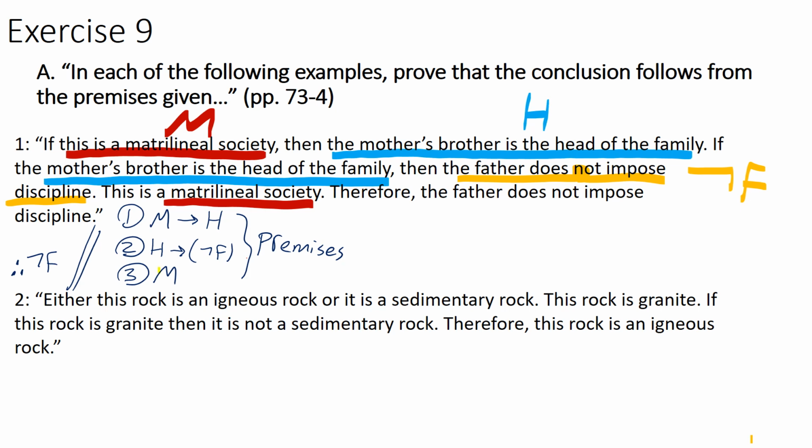Premise 3, M is the case, we're told. Premise 1, we have a conditional. We could affirm the antecedent because we know M in fact is the case, and so we could affirm the consequent H. Hence for line 4, we can get H by modus ponens with lines 1 and 3. We know H is the case. We could affirm the antecedent, and that's sufficient to say not F is the case. So we reached our conclusion on line 5, therefore not F by modus ponens with lines 2 and 4.